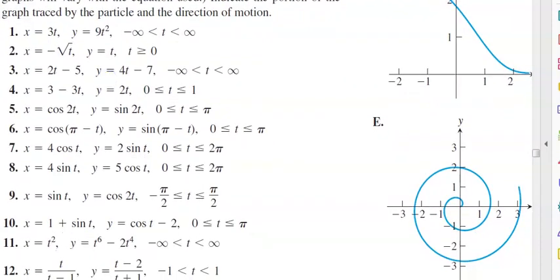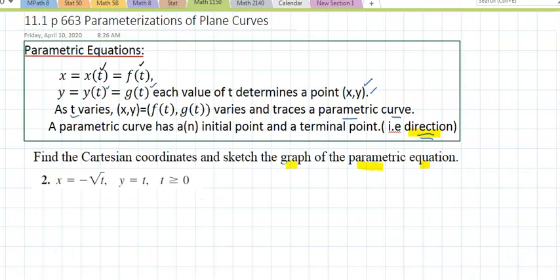The only thing I'm going to worry about in this case is I'm going to state: find the Cartesian coordinates, meaning eliminate t out of the equation. If x is a function of time and y is a function of time, you could solve for t in one of them and substitute in the other. You're better off getting y as a function of x if possible. Sometimes it's not possible. And sketch the graph of the parametric equation. That means get me direction.